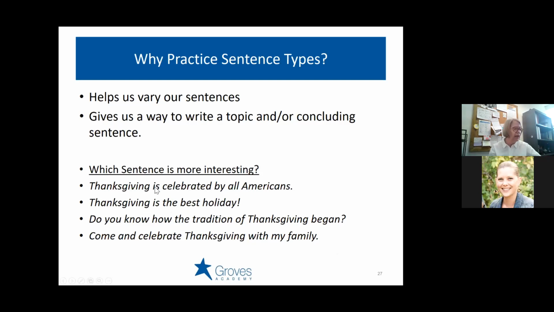You know, there's the statement at the beginning, there's an exclamation, there's a question, and there's a command. I would say the statement is probably the least interesting of any of these sentences. So that's probably not what you want to start your paragraph with. Maybe you want to end your paragraph with a statement, as a concluding sentence. But for beginning, these are good lead-ins to information you want to give about Thanksgiving.